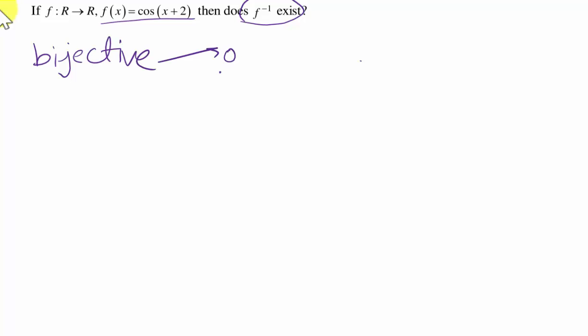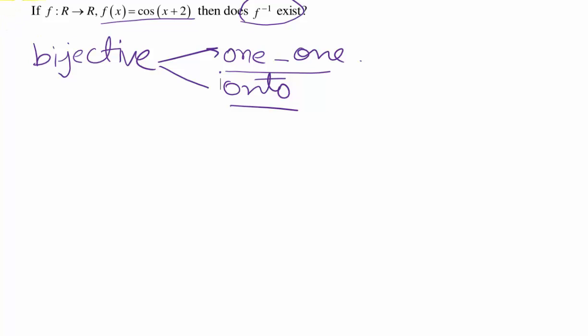Bijective means one-one and onto, a class 11th concept. If a function is one-one and onto, then only can we find the inverse of that function. First we will understand what is one-one and onto.